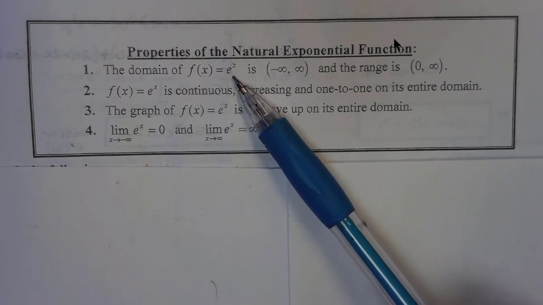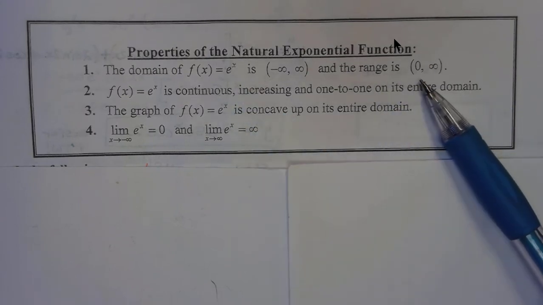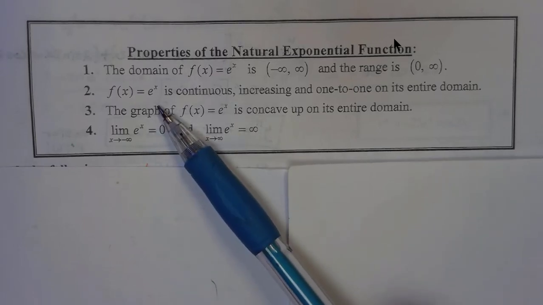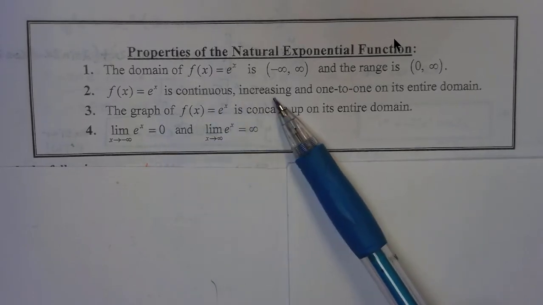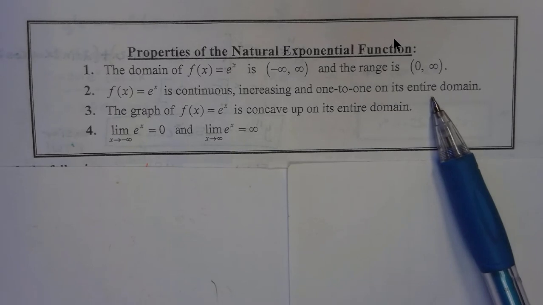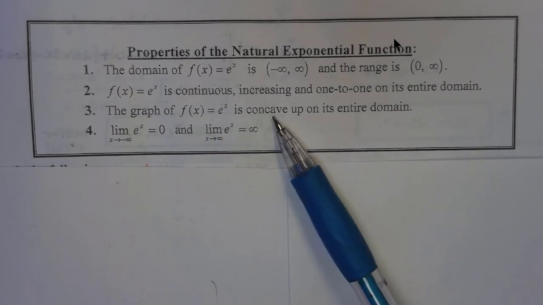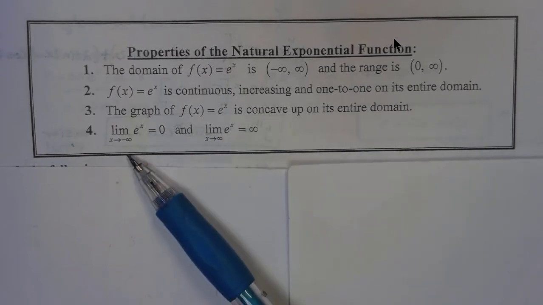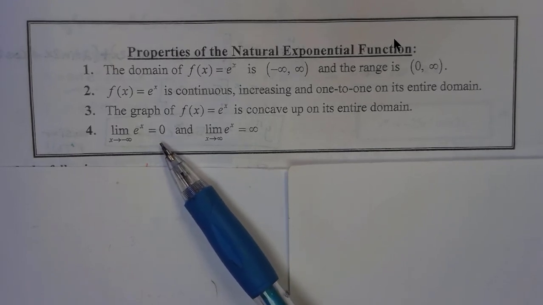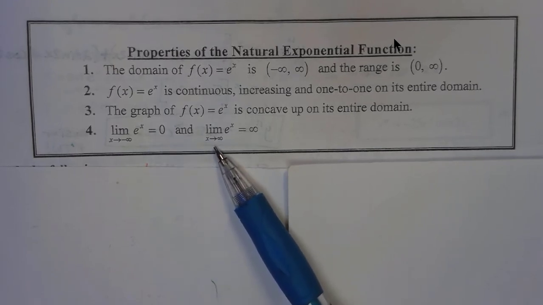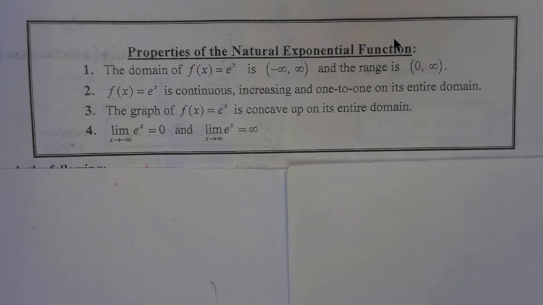You cannot raise a number that is not 0 to any power and get 0, but it'll be a little bigger than 0. Okay. We know that f of x equals e to the x is continuous, increasing, and 1 to 1 on its entire domain. The graph is concave up on its entire domain. The limit as x goes to negative infinity is 0. The limit as x goes to infinity is infinity.